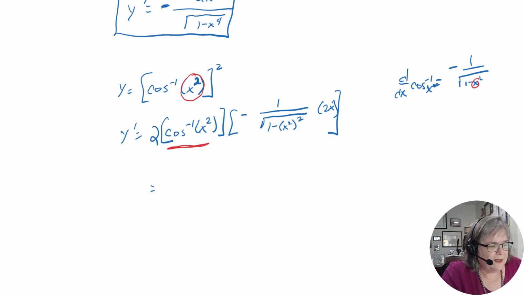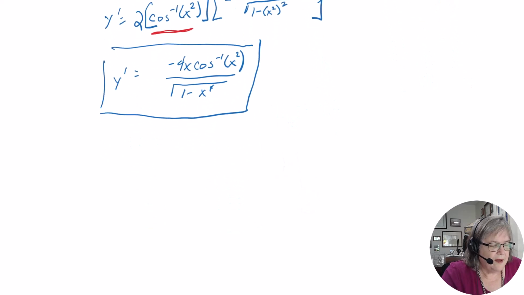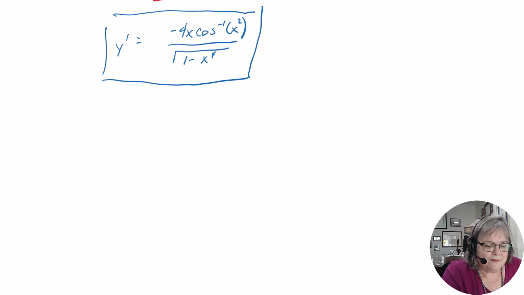So when you get this cleaned up, it turns out to be minus 4x inverse cosine of x squared over the square root of 1 minus x to the fourth. Okay? I think this next problem is kind of cute.